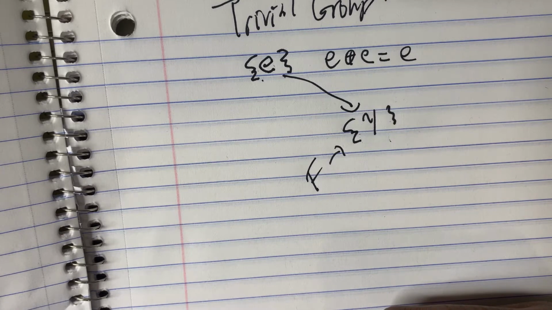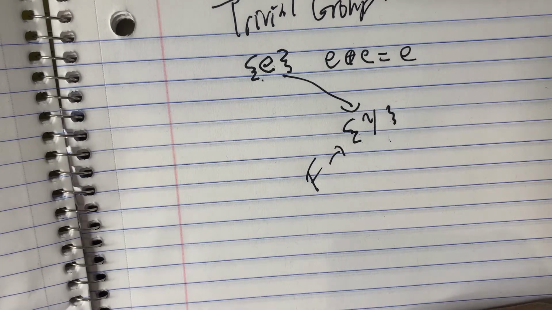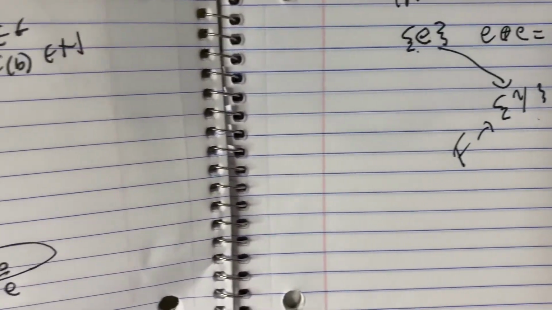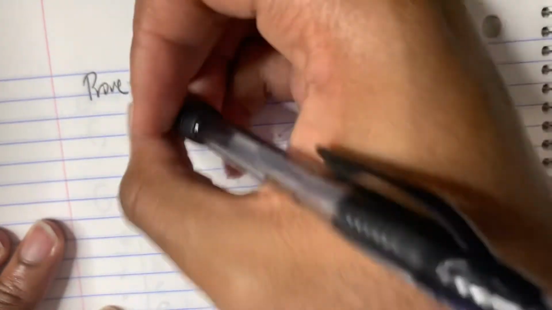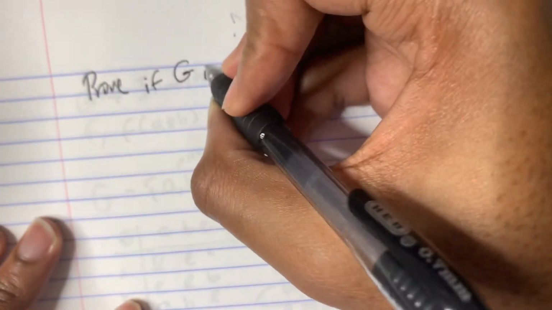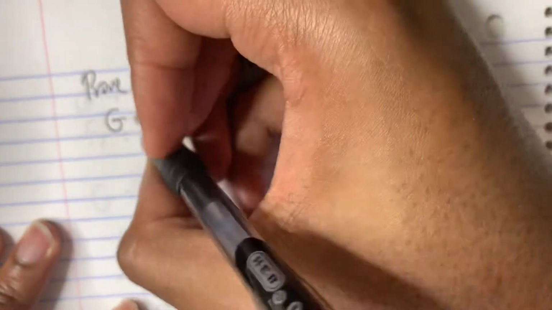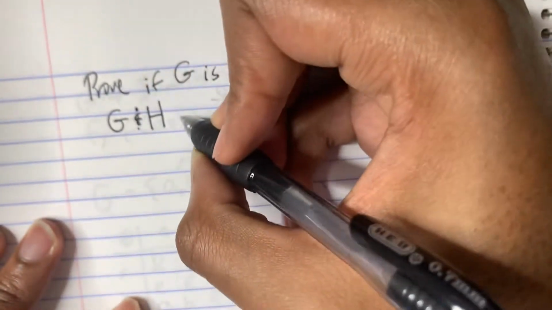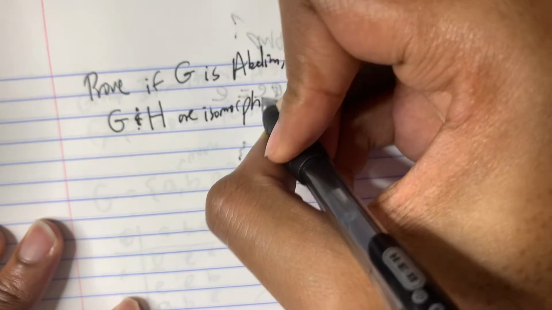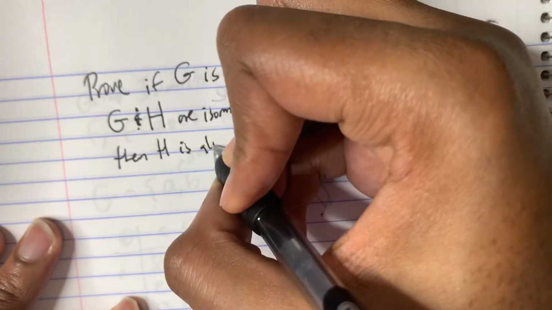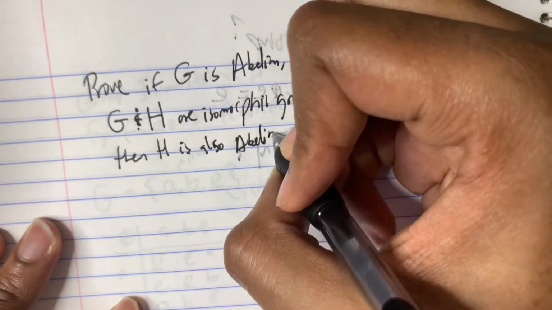So what's next on our list? Let's prove that if one group is abelian and is isomorphic to another group, that other group is also abelian. Sorry about that. So let's prove that if some group G is abelian, and G and H are isomorphic groups, then H is also abelian. So this proof is pretty straightforward, actually.